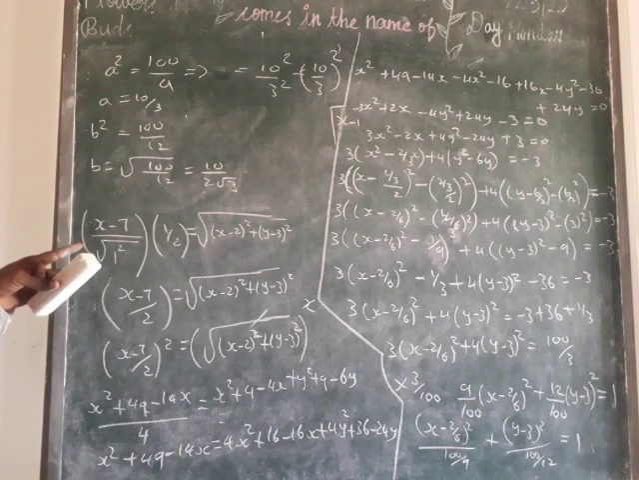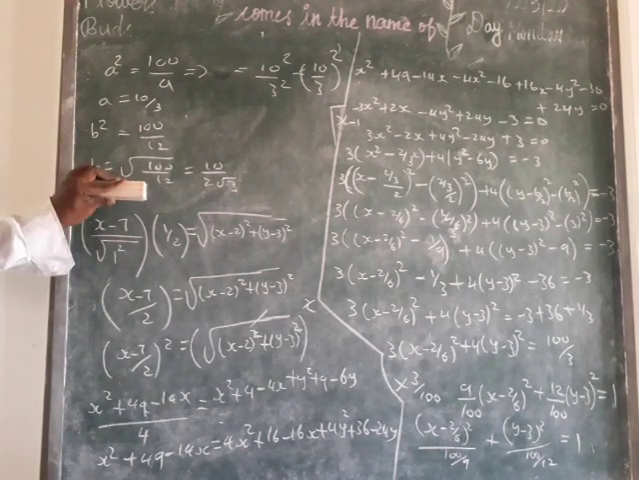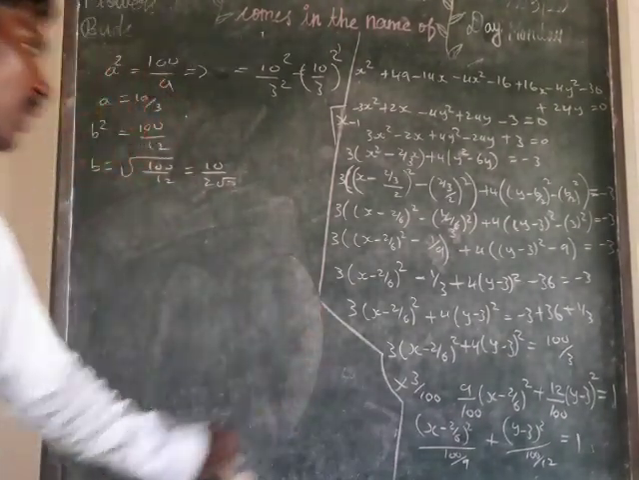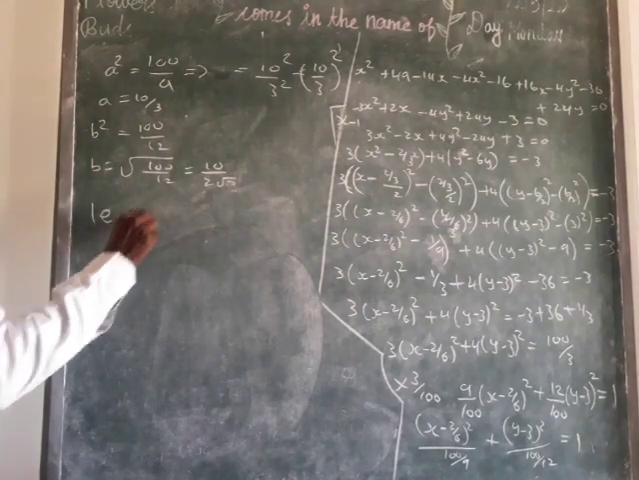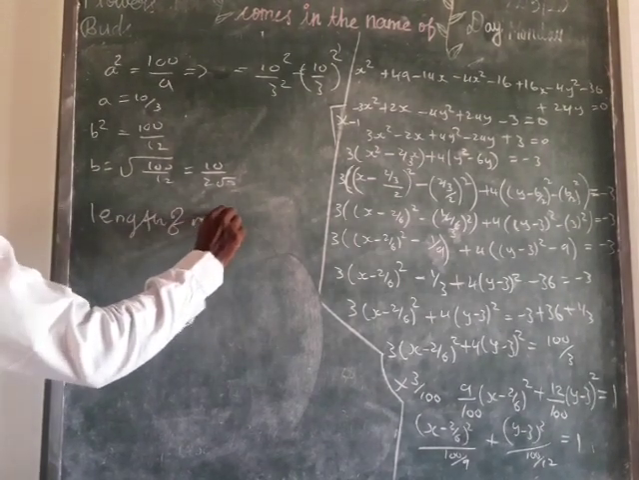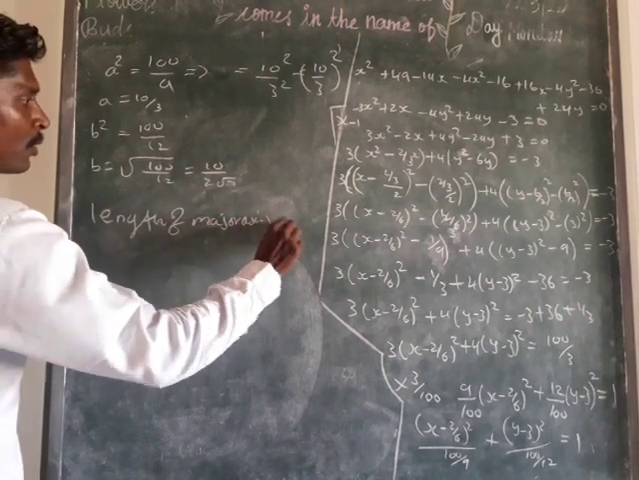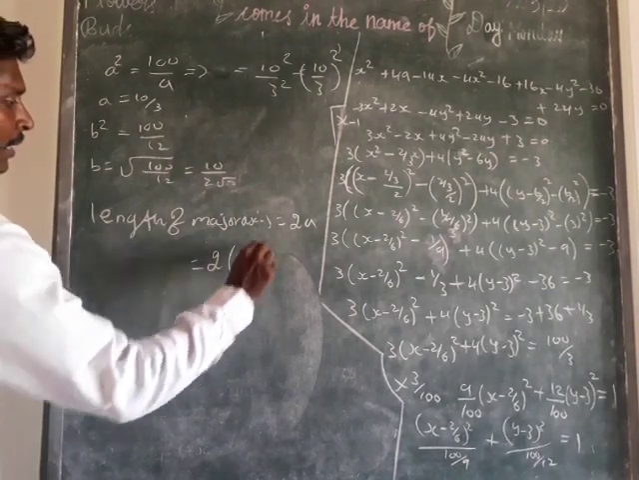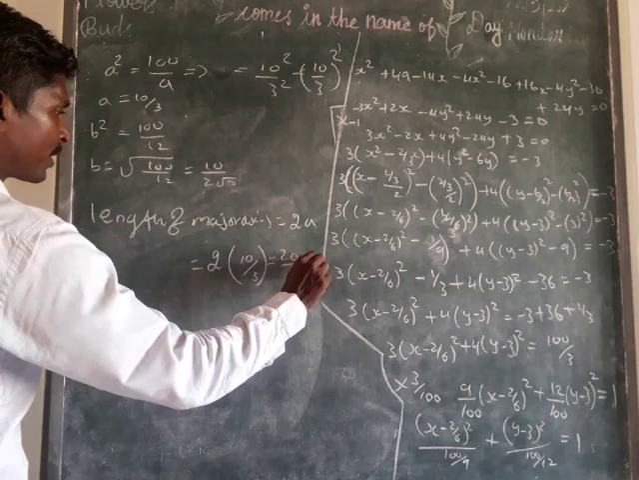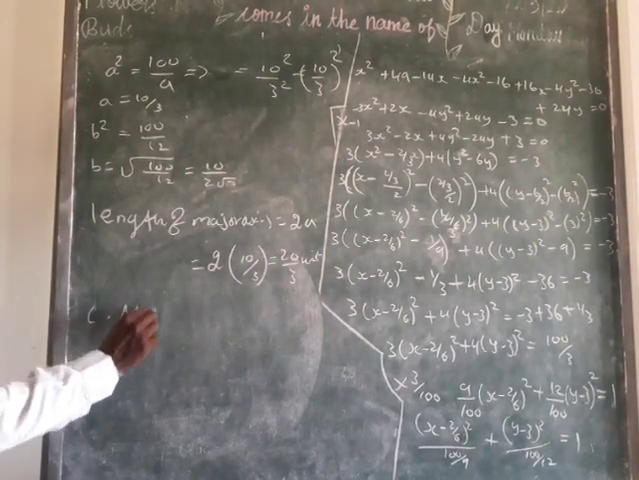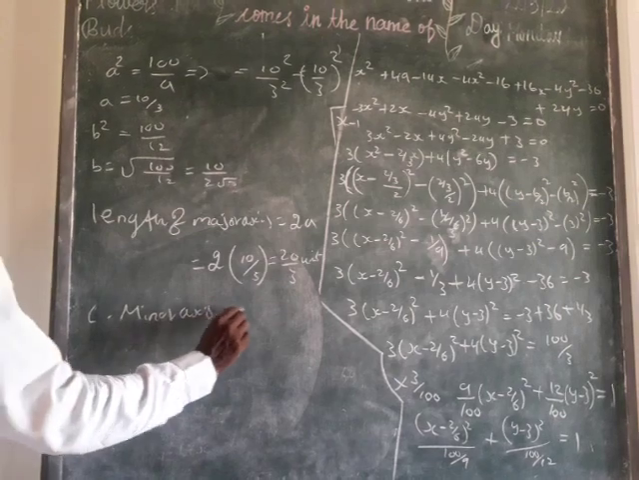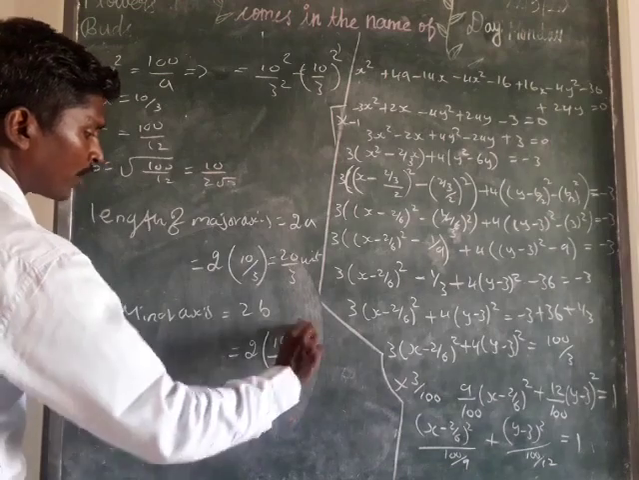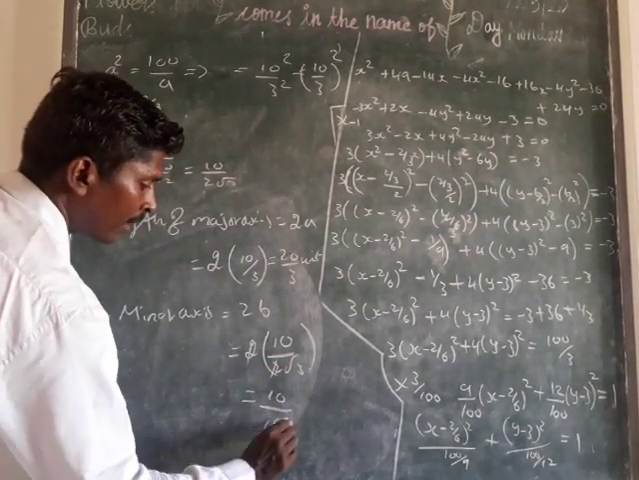But they asked to find the length of the major axis and the minor axis. So what is the length of the major axis? Length of major axis equals 2a. So 2 into the a value, 10 by 3, becomes 20 by 3 units. Then the length of the minor axis is 2b. So 2 into the b value, 10 by 2 root 3; the 2 cancels, and we have 10 by root 3 units.